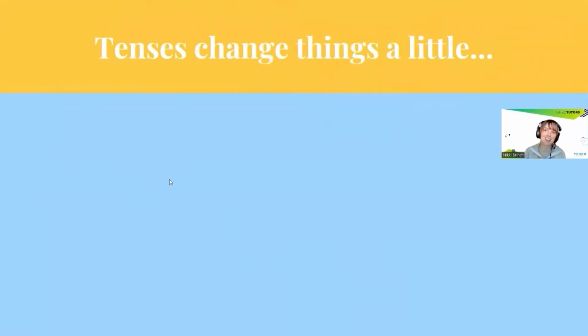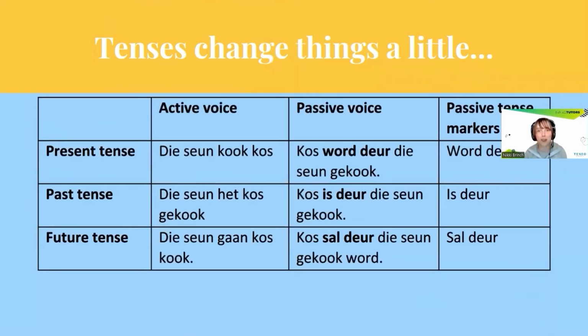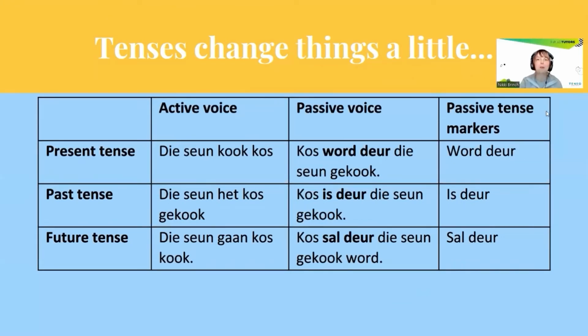But tenses change things a little, not a lot, a little. So here we have the present tense, past tense, and future tense. And then we have something just above my head called passive tense markers. What is that?